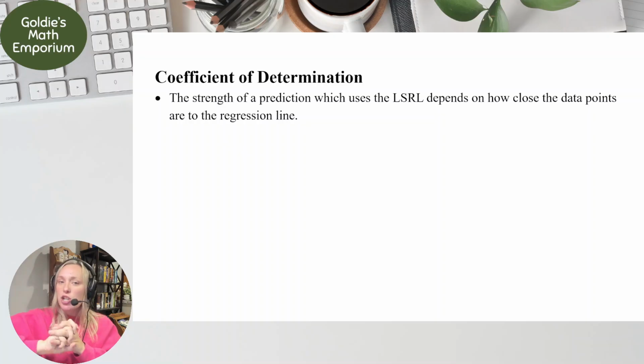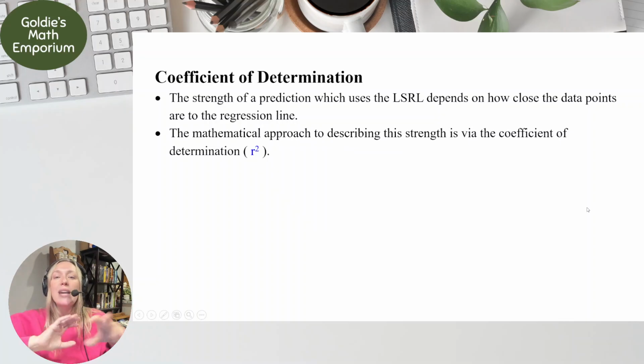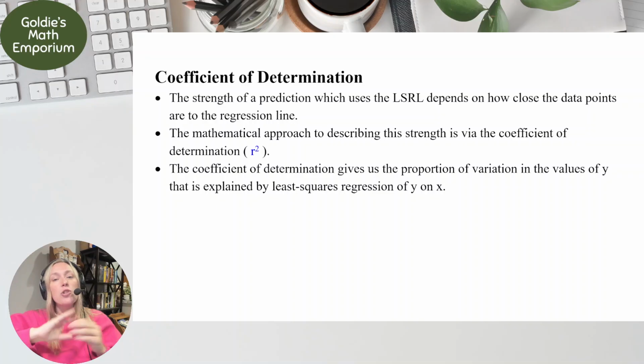The strength of a prediction, which uses a least squares regression line, does depend on how close the data points are to the regression line. If you have points that are far from the regression line, your predictions are also not going to be accurate. So we have a mathematical approach to describing the strength of your predictions, and that's via the coefficient of determination. It gives us a proportion of variation in the values of y that is explained by the least squares regression line, basically telling us how strong of a prediction we have.